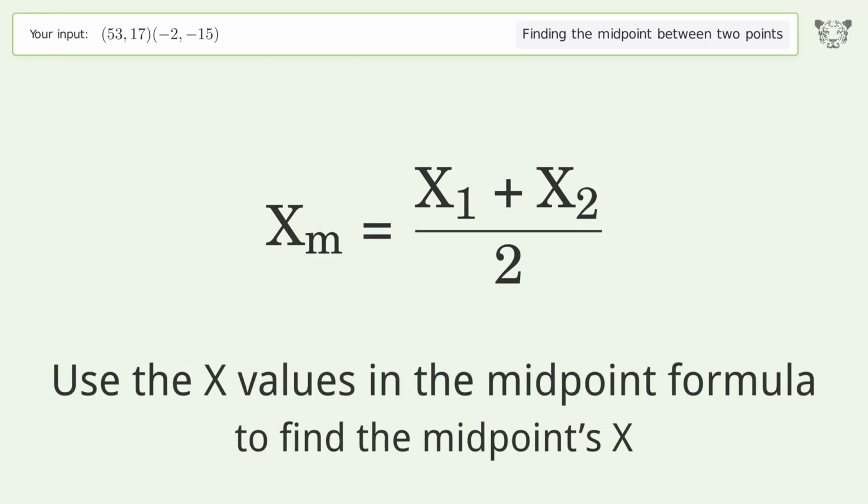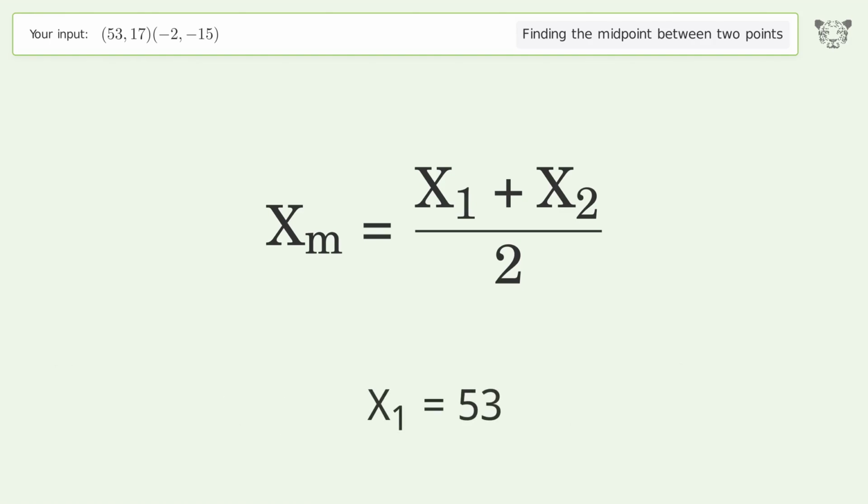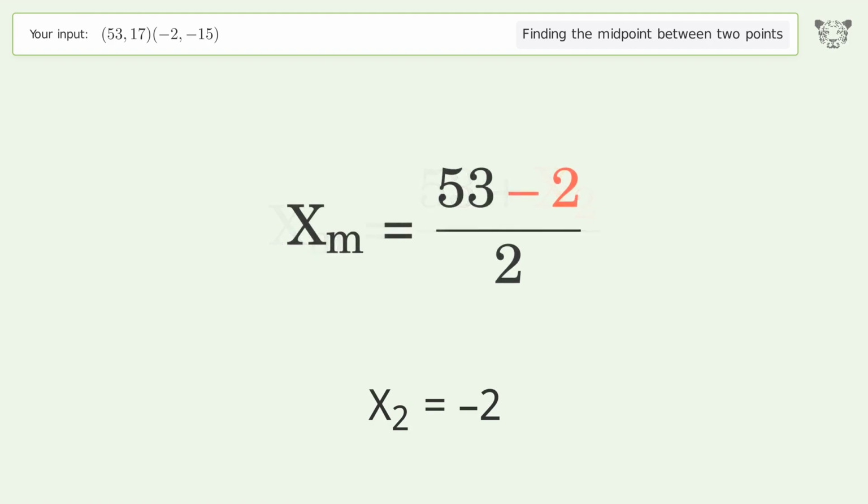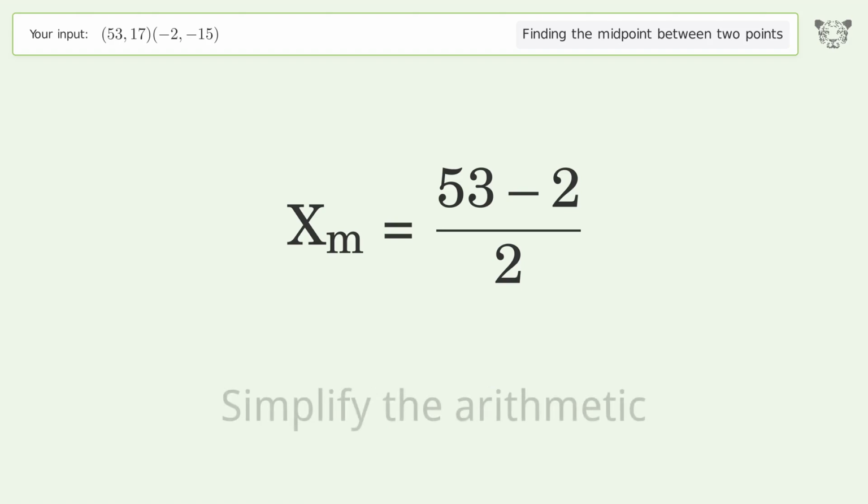Use the x values in the midpoint formula to find the midpoint's x. x1 equals 53. x2 equals -2. Simplify the arithmetic.